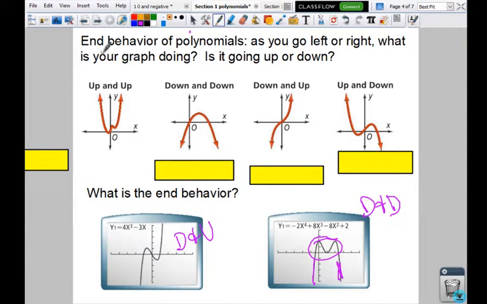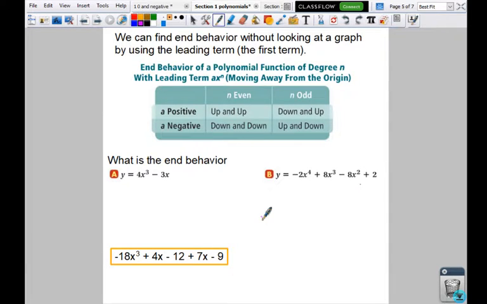Alright, that's end behavior. But it's easy when we look at a graph. What we're going to do mostly is look at our equation and say the end behavior from there. So without looking at a graph, what's our end behavior? We're going to use this nice table right here. In order to find end behavior, we need it in standard form. Then we look at the leading term. The leading term just means the first one.